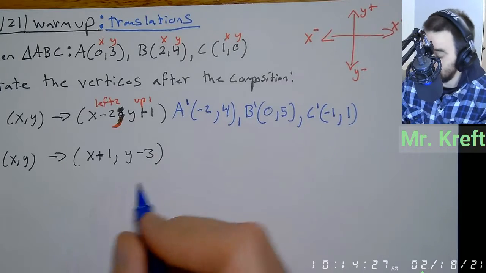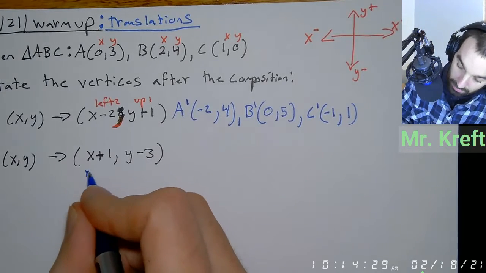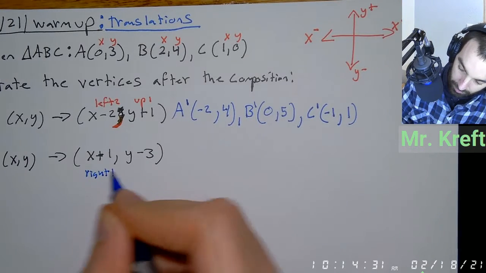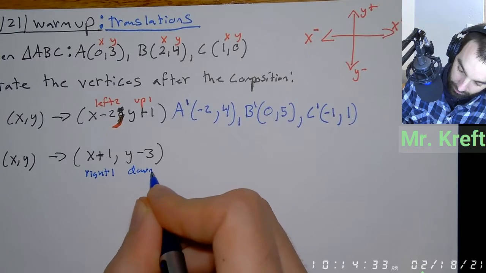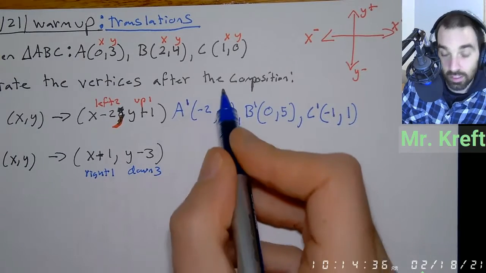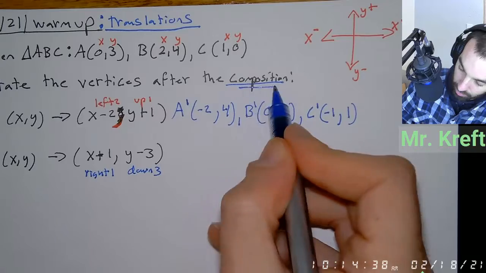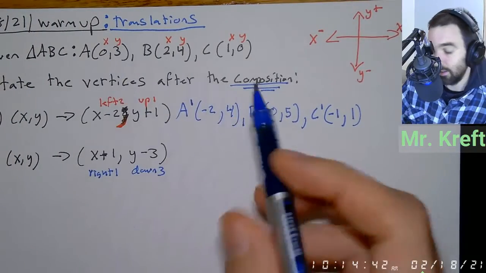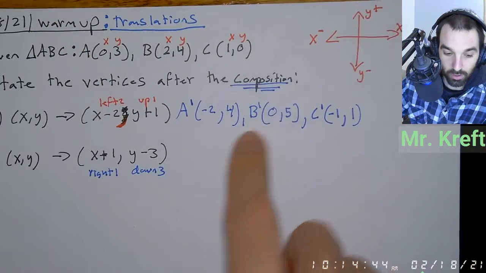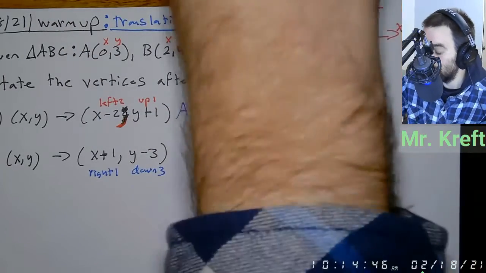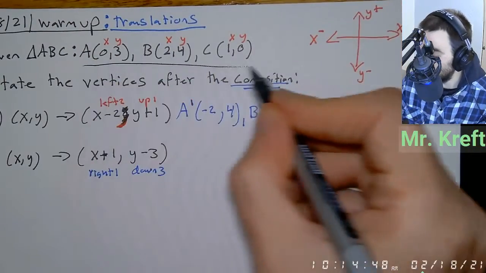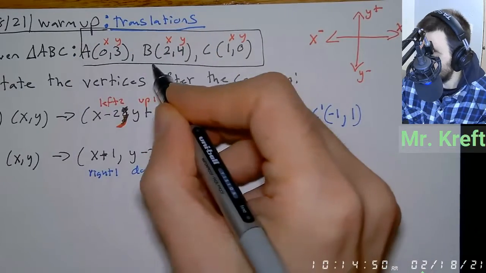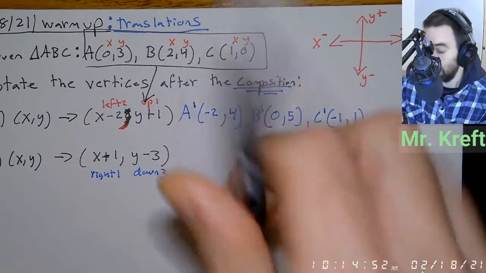So if we see here, what are we gonna do? We're gonna go right 1 and we're gonna go down 3. So remember, because we're doing a composition, right? See how it says composition? That means that we go from here to here, and then we're going to go from blue to red to our red, right? So from black, from these ones right here, we plug that into here.